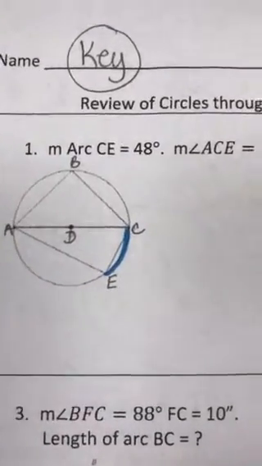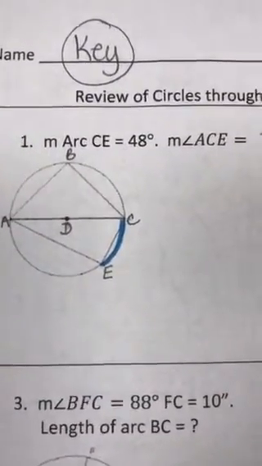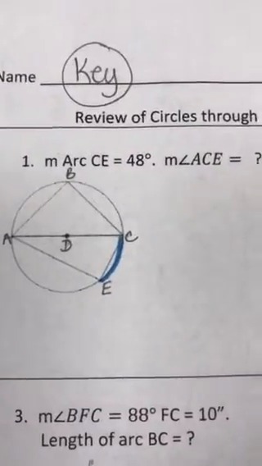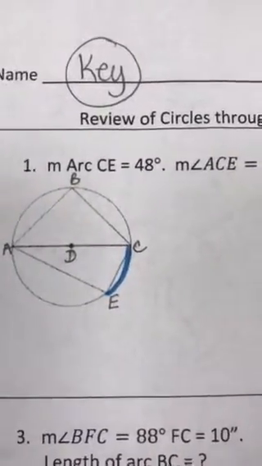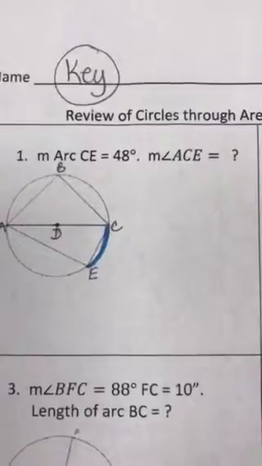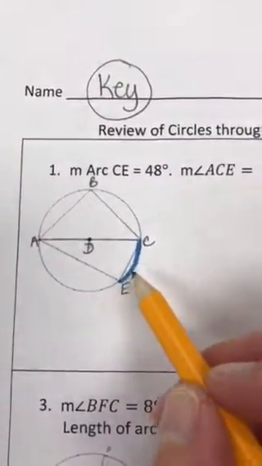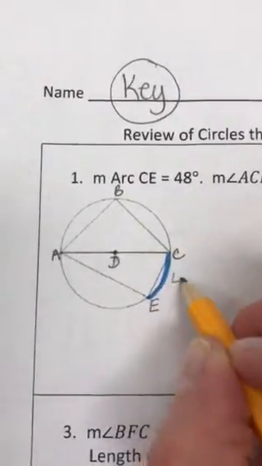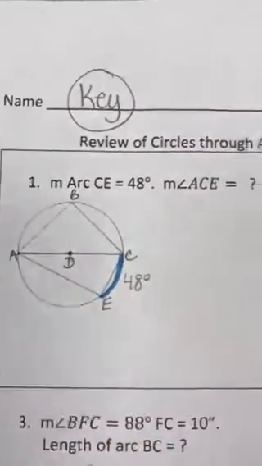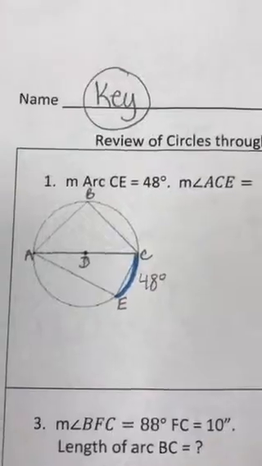Hi guys, I'm going to show you how to do the first two problems on our review. So the first question says the measure of arc CE is 48. So we're talking about this blue arc right here. CE is 48 degrees. We need to find the measure of ACE.